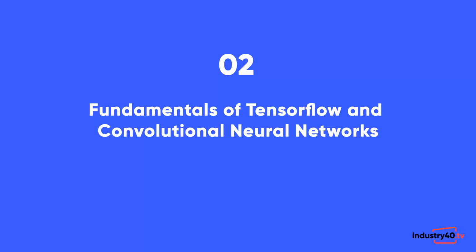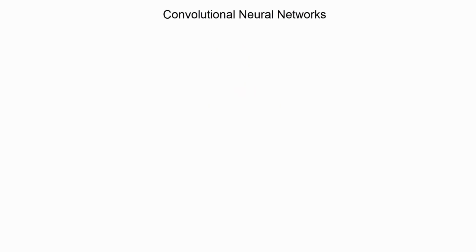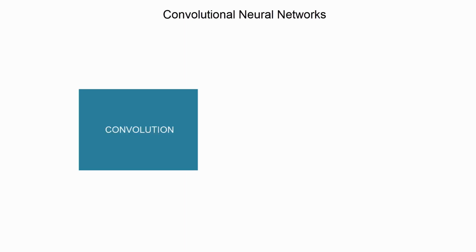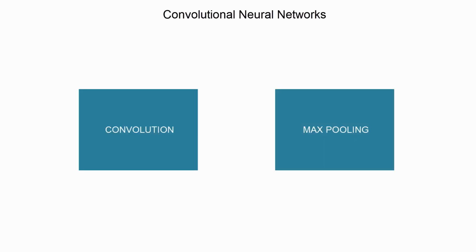In this video, I'm going to give you a brief introduction to convolutional neural networks, and I'll also introduce you to the idea of TensorFlow. So, convolutional neural networks, called CNNs, are a deep learning technique that is responsible for most of the advances in computer vision today. There are two main components involved in CNNs, which are convolution and max pooling.